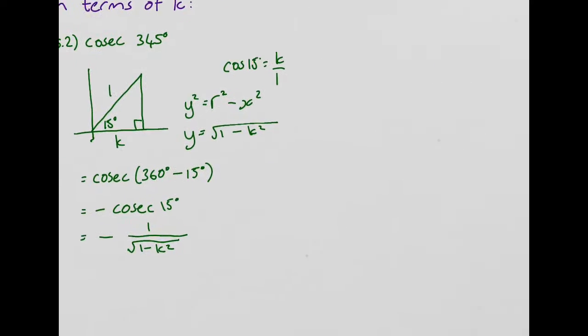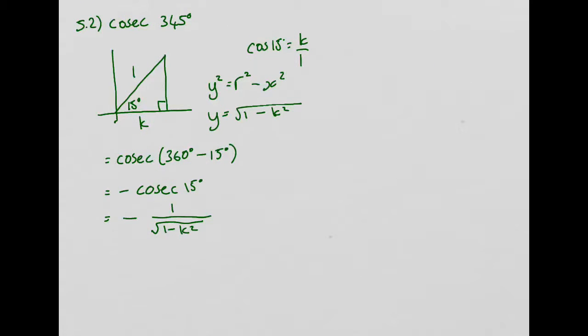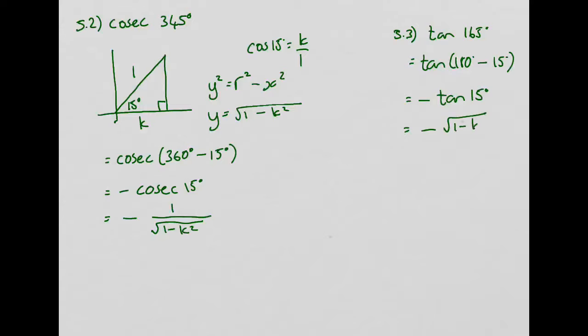Right, then for 5.3, tan 165, we're also going to do a reduction there, and that means it's tan 180 degrees minus 15 degrees. Tan is negative in quadrant 2, so we have negative tan of 15 degrees, and then we can use the diagram. There are two ways we can do this. We can either go straight to the diagram, and tan is y over x, so it's going to be root 1 minus k squared over the x value of k.